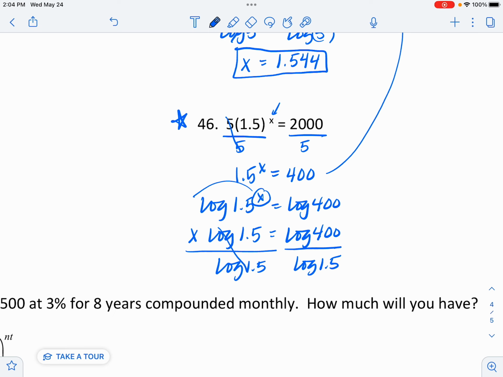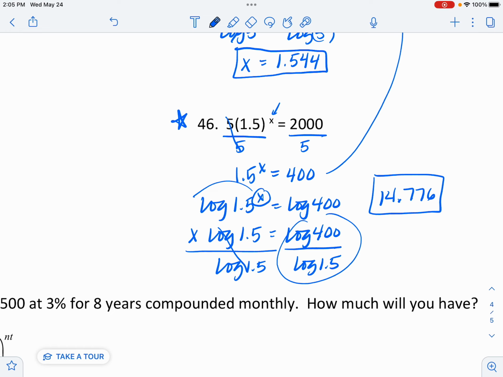All right, so putting that into my calculator right here, let's clear that. So it's log of 400 divided by log of 1.5. And I got 14.776.